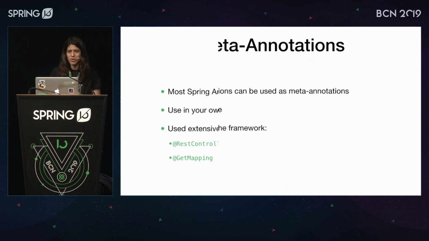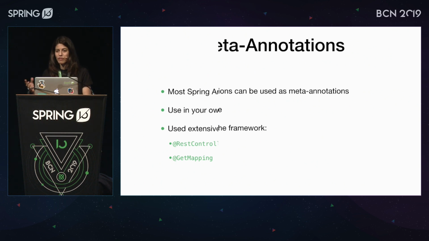So I think most Spring annotations can be used as meta annotations. You can also use them in your own code if you want to compose annotations into one annotation. Spring Framework uses them quite heavily. One of the examples is @RestController, which we just used. There's also @GetMapping, which you might be familiar with. @GetMapping is actually meta-annotated with @RequestMapping, but it has a method of GET. So it's a convenient way to say, I want a request mapping with a GET method.